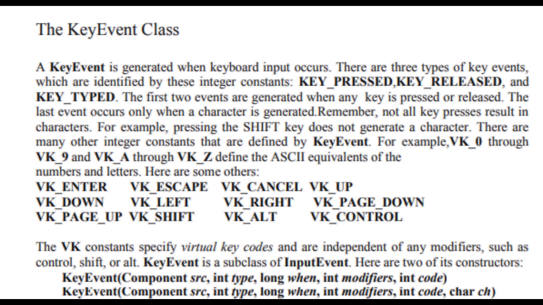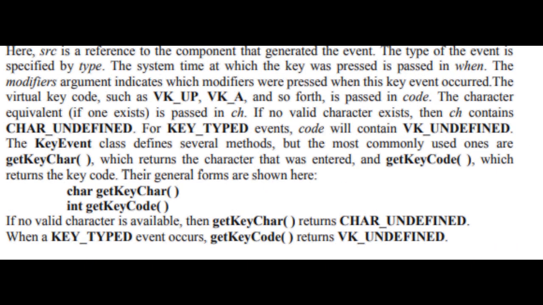And remember, not all key presses result in a character. For example, pressing the shift key will not create a character input. You can recognize this sort of key using the integer constants VK_ENTER, VK_DOWN, VK_ESCAPE, like that. And it has two constructors. You can see two functions in this class. In this, getKeyChar is used to get the character pressed. See, this function returns a character.